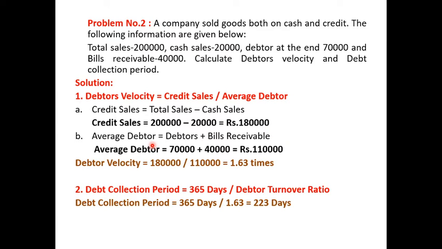Then average debtors: only closing debtors and closing bills receivable are given. We need to add these two. So average debtors is 1,10,000. Next, debtor velocity is equal to 1,80,000 divided by 1,10,000, that is 1.63 times. Then debt collection period. The formula is 365 days divided by debtor turnover ratio. So debt collection period is equal to 365 days divided by 1.63, that is 223 days.